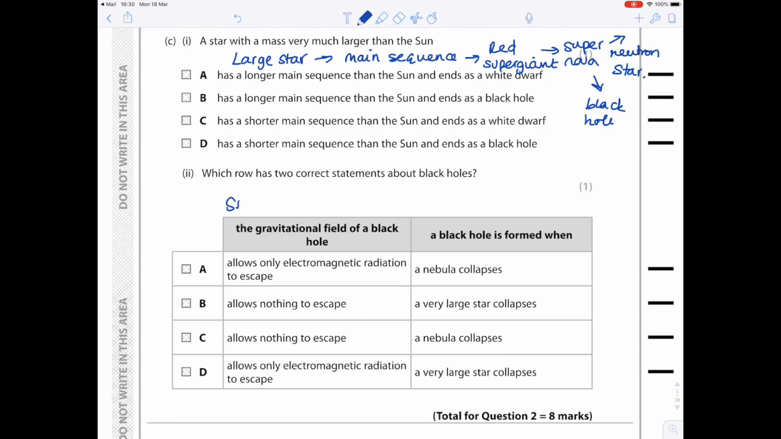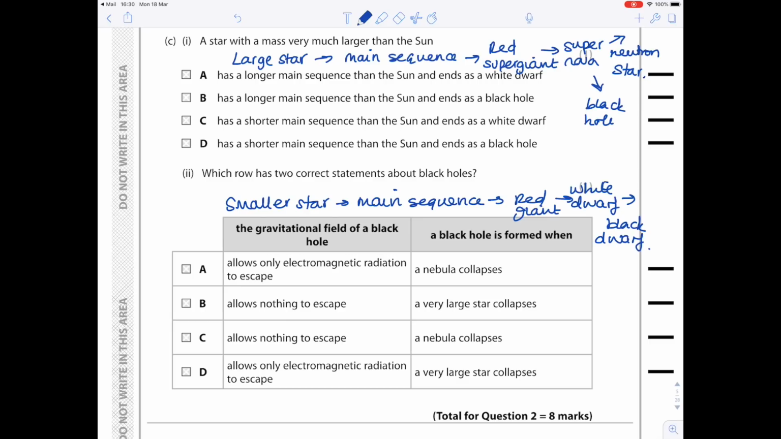However, a smaller star such as our Sun enters a shorter main sequence, swells up to form a red giant but not a supergiant, and then a white dwarf followed by a black dwarf. I do love these names. So let's have a look at these options.